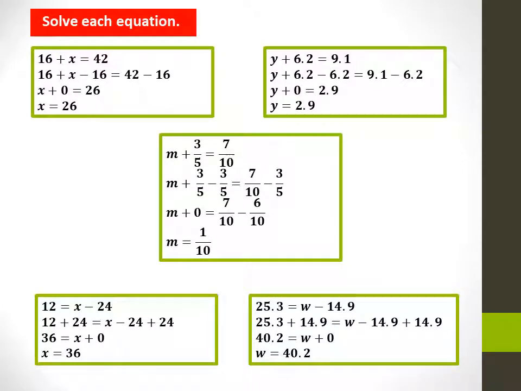25.3 equals w minus 14.9. To get w by itself, I need to add 14.9 to both sides of the equation. W equals 40.2.